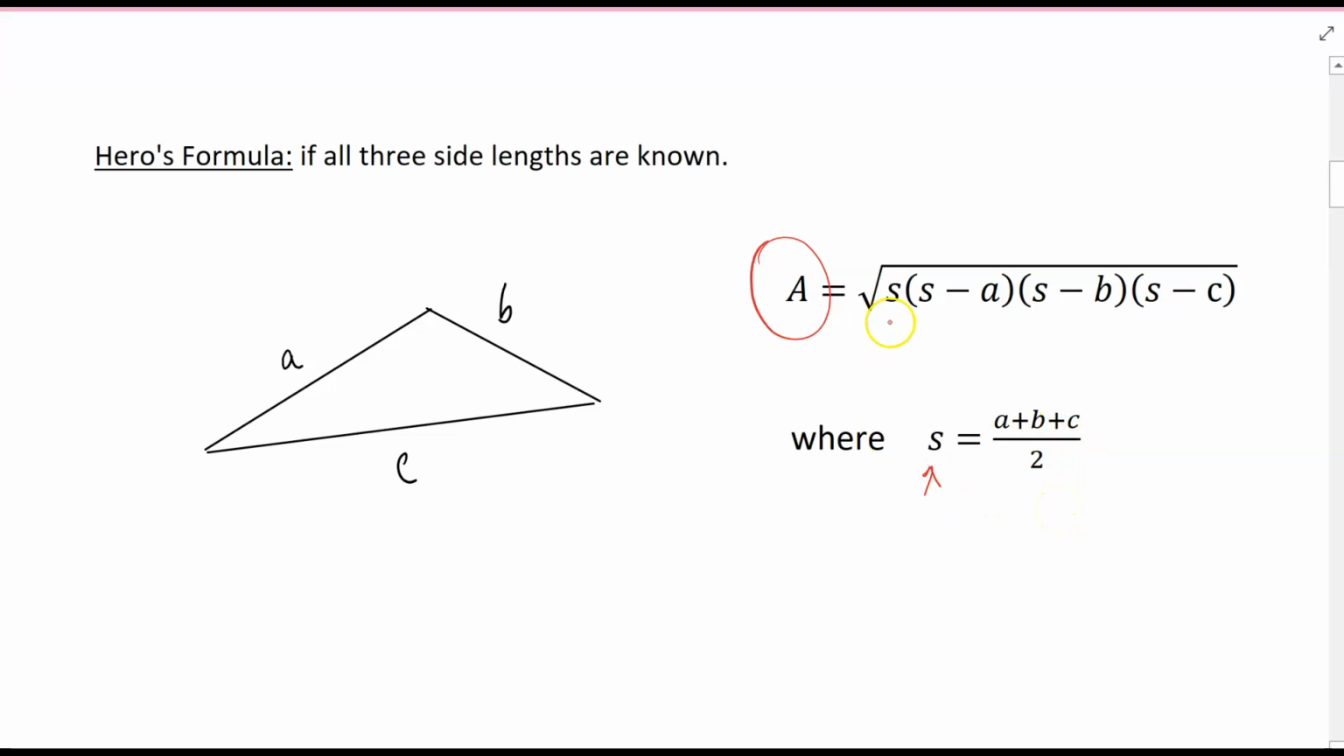And then that number is subbed in under the square root sign here, and then in the brackets you subtract one side from it, and then in the next set of brackets you subtract the second side from it, and in the third set of brackets you subtract the third side from it. Once you get these 4 numbers, you multiply the 4 together, you'll get a product, and then you do the square root. That's how you use Hero's formula.